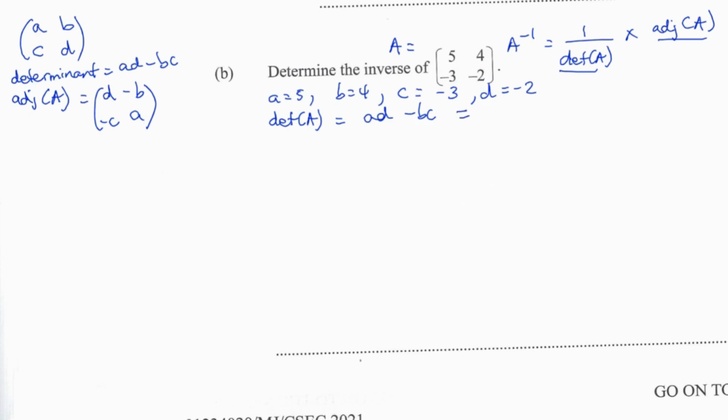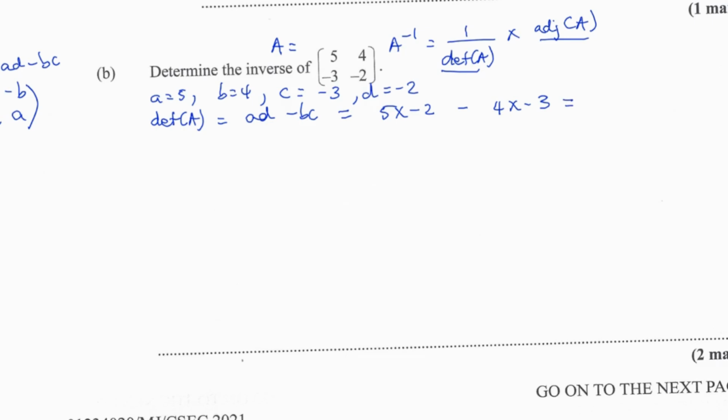So let's work this out. A is 5. We're multiplying that by minus 2. And then we are subtracting BC. And BC in this case is 4 multiplied by minus 3. So let's simplify that. 5 by minus 2 is equal to minus 10, because a positive by a negative would give you a negative. And then of course we have to minus this, because this is the same sign we have in the middle. And then we are working out this product here, 4 by minus 3, which is equal to minus 12.